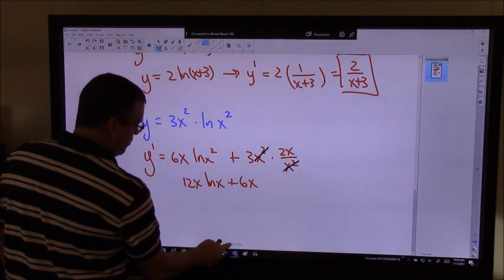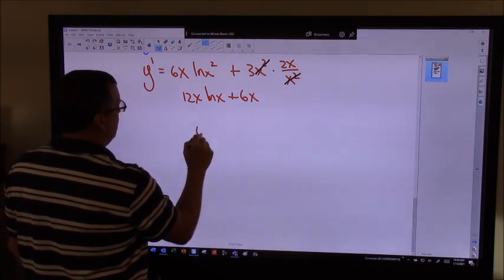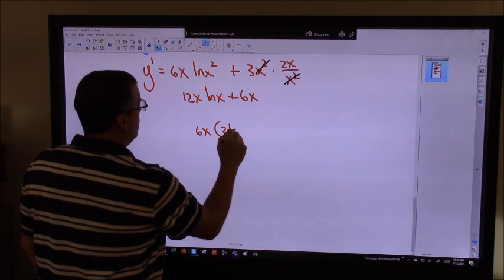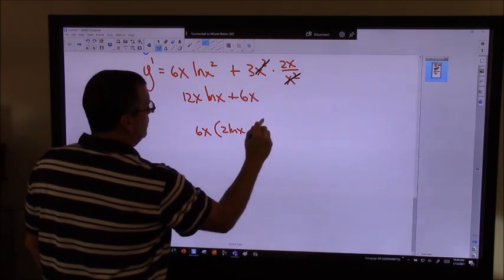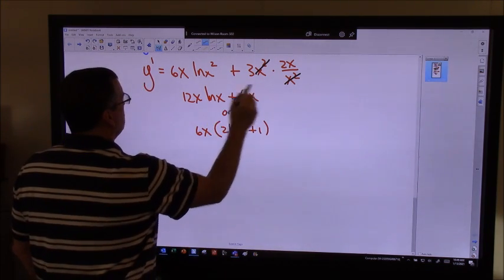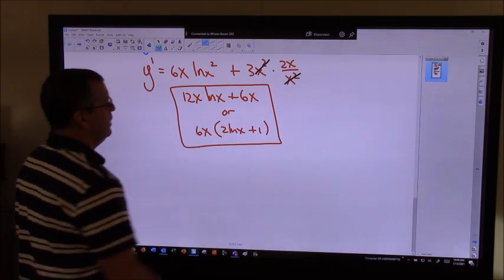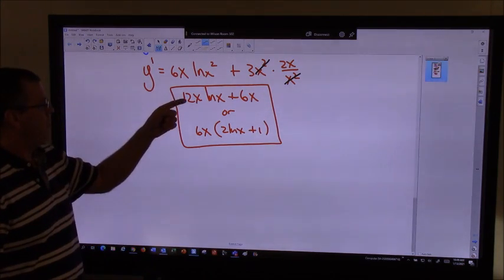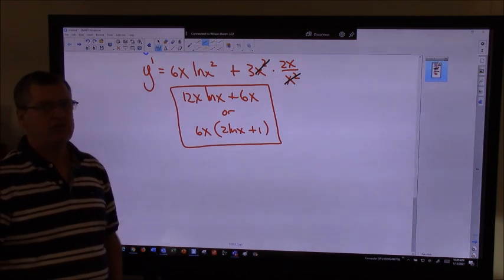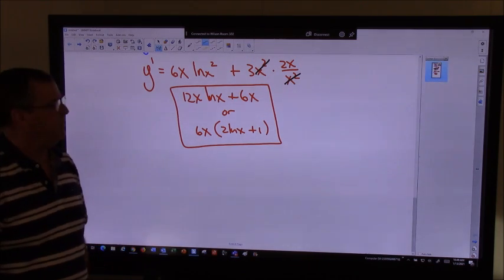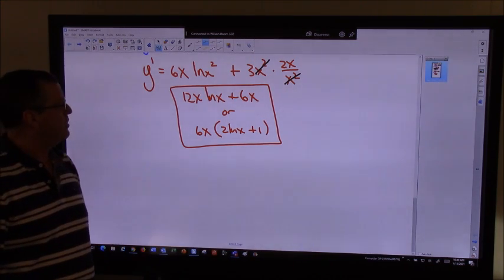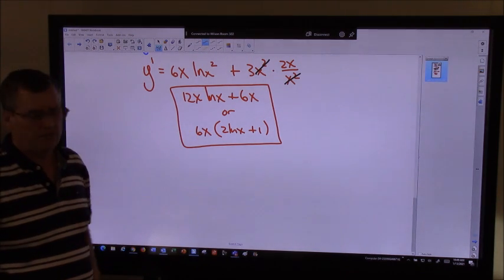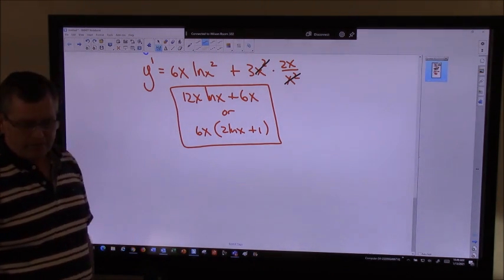And they may give the answer this way, or they may say you could factor a 6x out of there and get 2 natural log of x plus 1. Okay, I don't care. I look at both of those, and those are the same to me. If I'm grading a test, I could see this or this and realize instantly they're the same thing. So it doesn't even faze me. You pick whatever you like the most. We have a few of us who like to factor things, and that's okay. That's not a bad thing. All right, let's try another one.